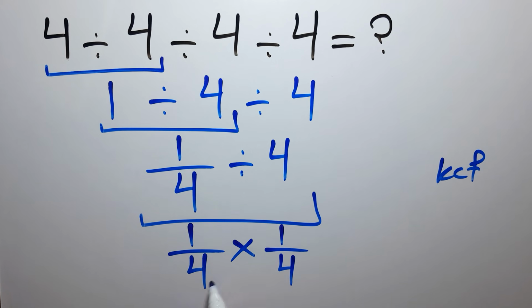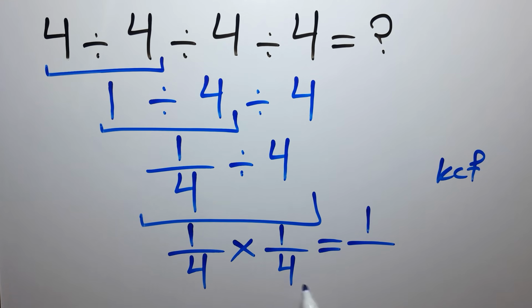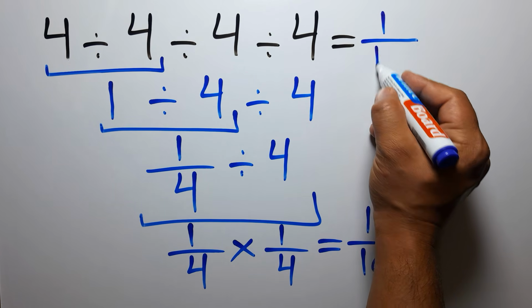So 1 over 4 times 1 over 4, which equals 1 times 1 gives us 1. And 4 times 4 equals 16. So 1 over 16. And this is our final answer to this problem. The correct answer is 1 over 16.